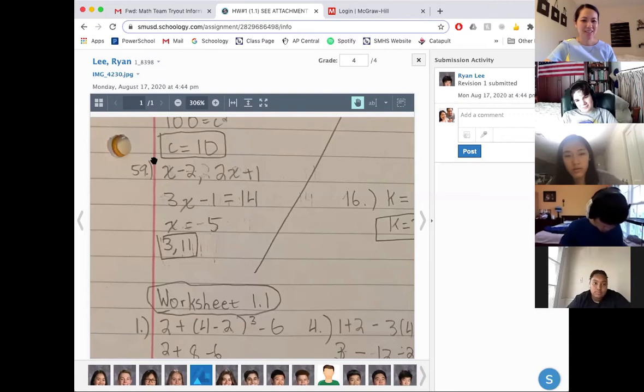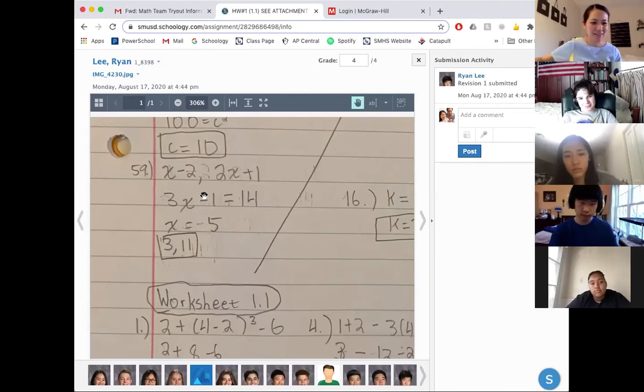14. So I think he added those two together. So x plus 2x gets you 3x. Negative 2 plus 1 gets you minus 1, is equal to 14. And solving for x, you get 5. Now plugging 5 back into this, you get 5 minus 2, which is 3. And then 5 times 2 plus 1 gets you 11. And that's your final answer. All right, good job, Ryan. Thank you. Okay. All right, any other burning questions?